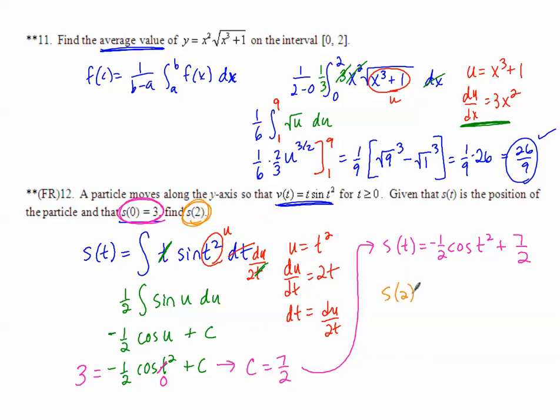So s of 2, -1/2 cosine of 2 squared plus 7/2. Compute that, and we can't get an exact answer unless we pull out our calculator, which we won't. Cosine of 4 plus 7/2. Yay.